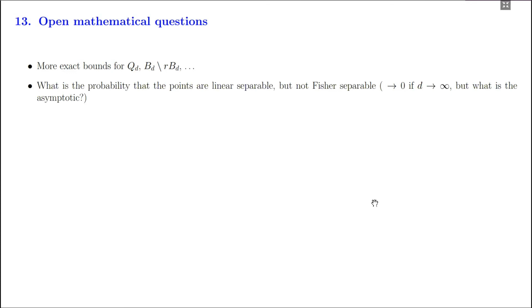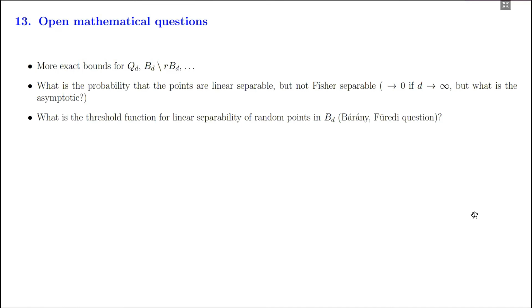As a conclusion, let's consider open mathematical questions here. We want to find more exact bounds for the d-dimensional cube, for the spherical layer, for other regions in d dimensions. The open question is, what is the probability that the points are linearly separable but not Fisher separable? It is clear that this probability tends to 0 when d tends to infinity, but it's not clear what is the asymptotic. Another interesting and important question is the following. What is the threshold function for linear separability of random points in a d-dimensional ball, d-dimensional cube, and spherical layer, and so on and so forth?